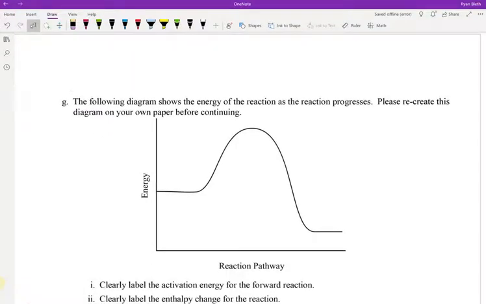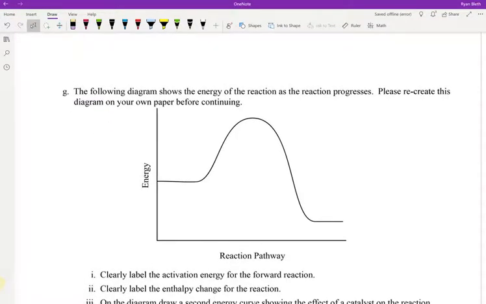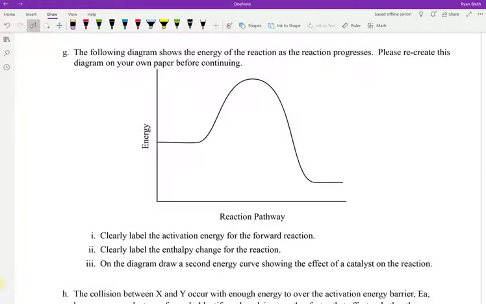Okay. G. Following diagram shows the energy of a reaction as the reaction progresses. I see this is an exothermic reaction right away. Recreate on your own paper. I'm going to do it right here. Clearly label the activation energy for the forward reaction. So the activation energy for the forward reaction would be from the starting point, reactants, to the peak. So here's my number 1. Activation energy for the forward reaction here, step 1. I could just label it activation energy forward as well.